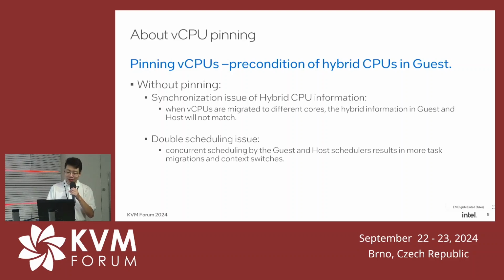And there's the double scheduling issue. Double scheduling is not a client-specific issue. The cloud cases also have this issue, but since the client is resource limited, this will hurt the performance significantly. This means there are two schedulers, one in guest and one in host. If we don't pin the vCPUs on host, then both schedulers could work, and concurrent scheduling results in more task migrations and context switches.